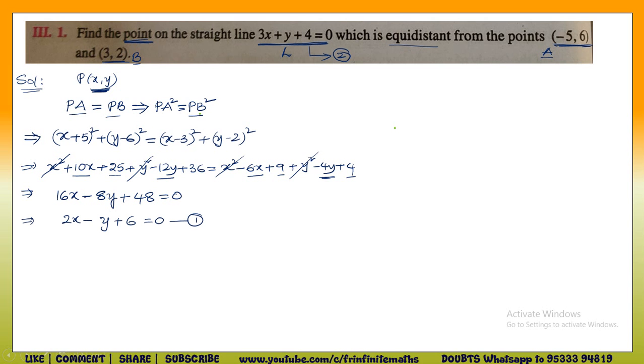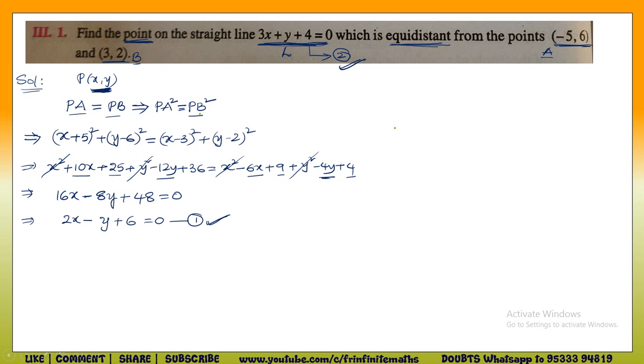Now from this, what have you understood? Equation 1 is the condition that the point is equidistant. And one more thing he said is that this particular point should lie on the given line. That means this point x comma y satisfies equation number 1 as well as equation number 2.